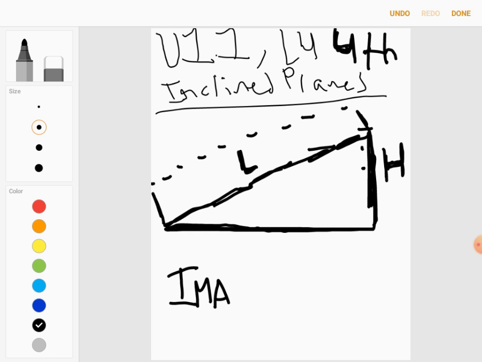So here is a picture of an inclined plane. When you see a problem, it will just be a triangle, but I try to make it look kind of 3D. Let's pretend this is a certain length, and then up here is a truck. This could be the road, and they're trying to unload something from this point to this point.